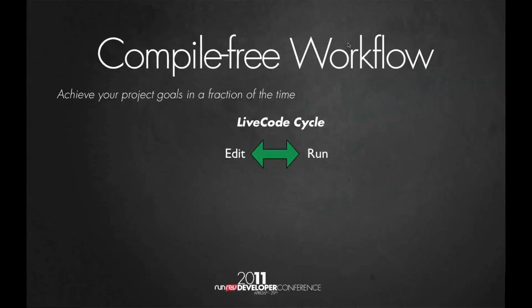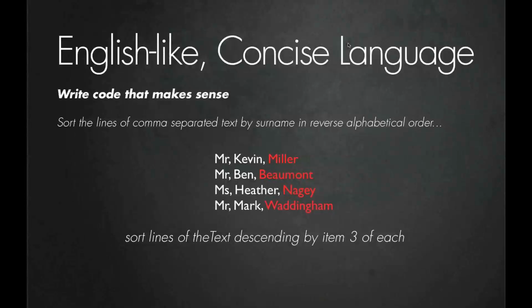We also have our English-like concise language, which allows you to write code that makes sense. So here we have a common programming problem. I want to sort the lines of this comma-separated text by surname in reverse alphabetical order. So in this example, I've got Mr. Kevin, Miller. I want the surnames to get sorted, so it would be Waddingham, Nagy, Miller, and Beaumont. Now, in LiveCode, all you have to say to accomplish that is sort lines of the text descending by item 3 of each. So each item is a block of text separated by a comma. And if we run that code, we get exactly what you would expect. The text is sorted.